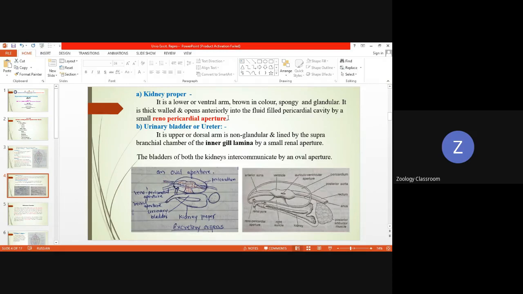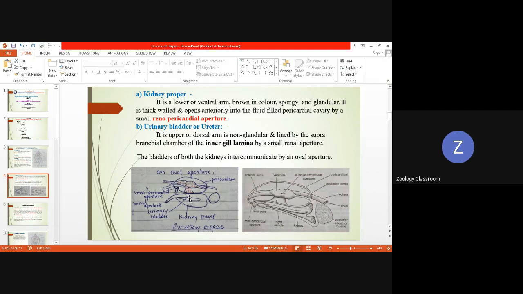Where is it opening? It is opening in the fluid-filled pericardial cavity. So this is the cavity, and in this it opens. This is that opening, the renopericardial aperture, which opens into the pericardium. Now this is another part, this upper or dorsal part is the upper or dorsal arm, which is non-glandular.